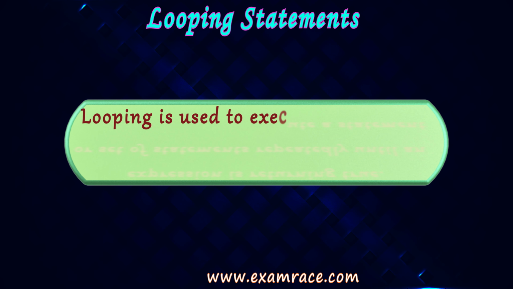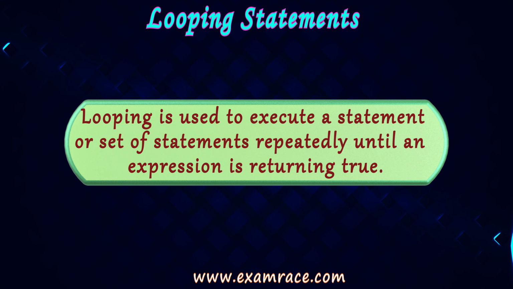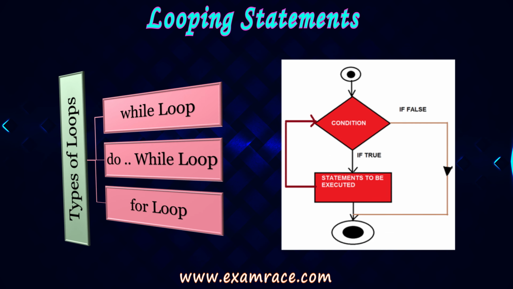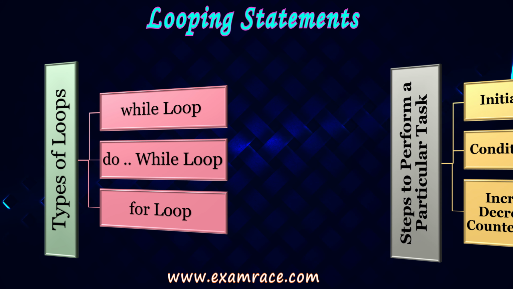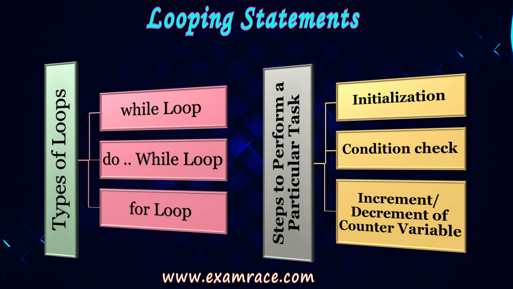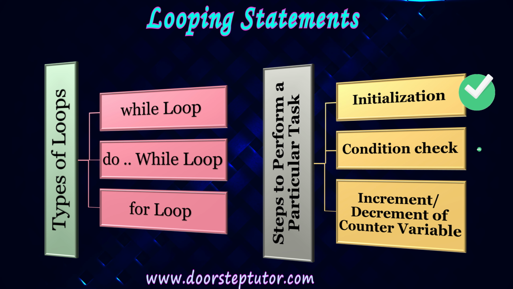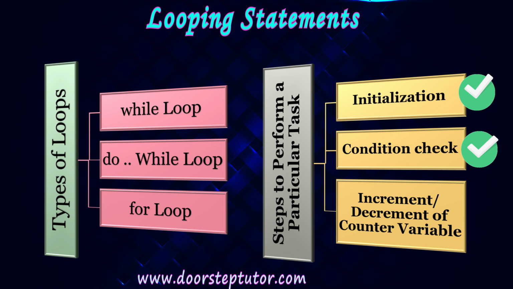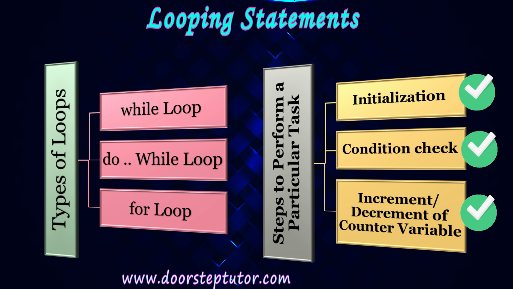So next we are having looping statements. Looping is used to perform a certain set of instructions repeatedly according to the requirement until a particular condition is met. We have three types of loops: while, do while and for loop. The three most important components are present in all three: initialization, the first value we need to provide; then the condition for stopping; then the instructions to be executed, like increment and decrement of the counter variable.